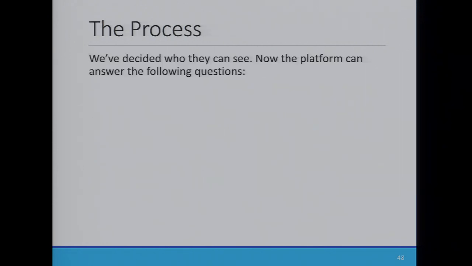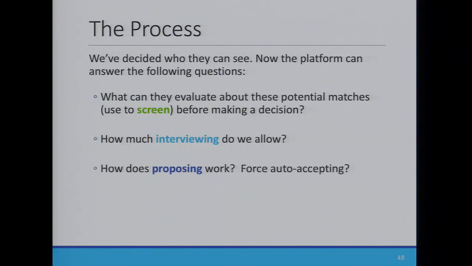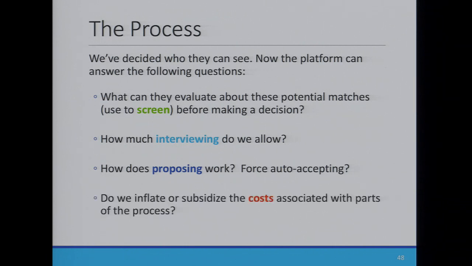Okay, but there's many more stages to the process. So now we've decided who they can see on the other side, but we can also decide how they can evaluate the other side. So this is screening. What can they look at about the other side before deciding? How much interviewing do we allow? Do we allow them to talk back and forth, or is it just one interaction? How does proposing work? Can both sides propose, only one side? Do we force auto-accepting like Uber does?